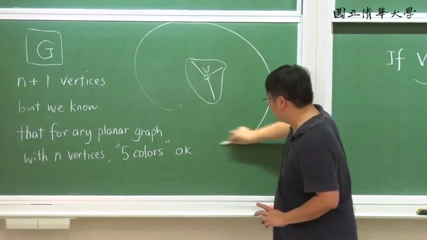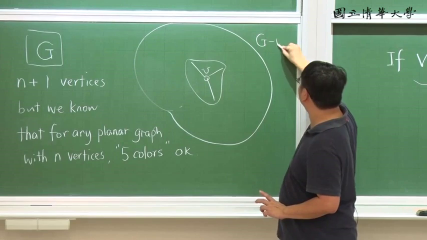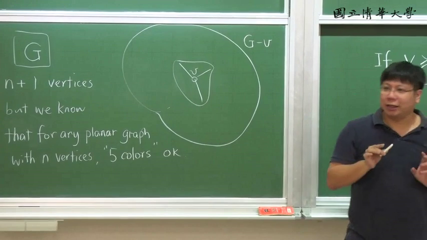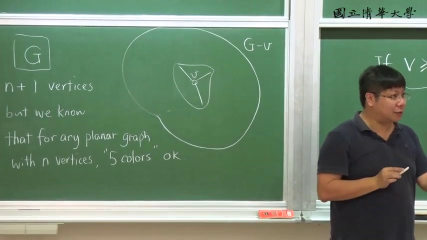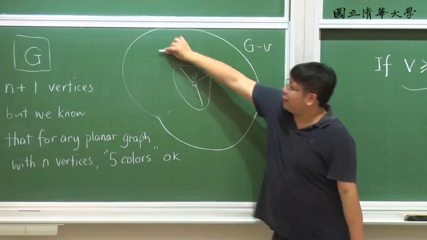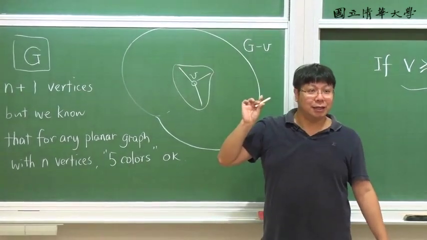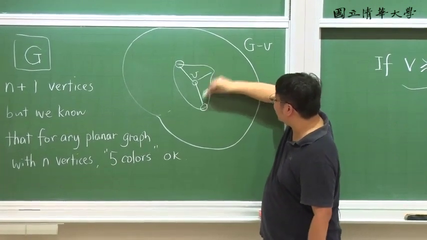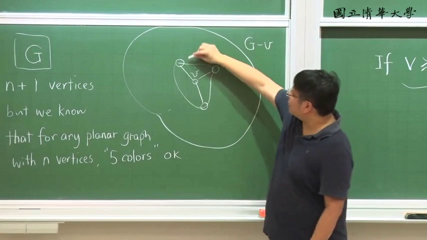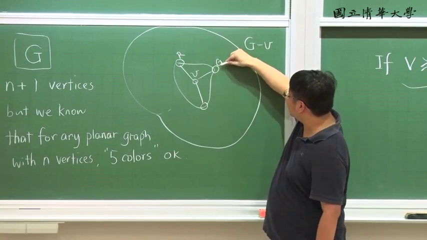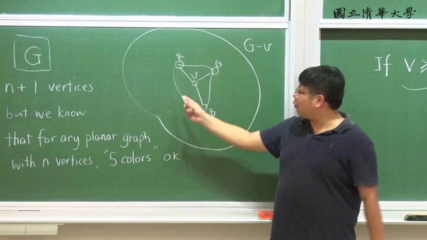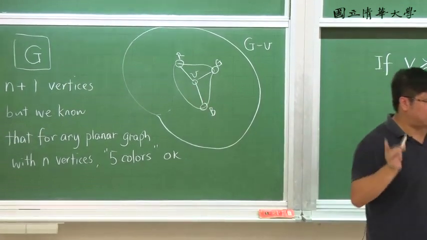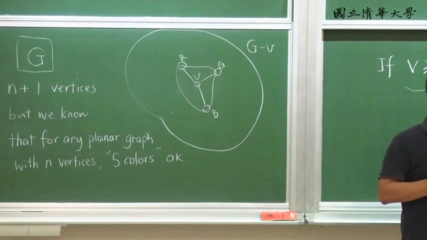We have the whole graph here. Let's call it G minus V. The graph G, when V is deleted, contains how many vertices? It contains n vertices only. So we can color it using 5 colors. Once we have colored all the vertices using 5 colors, maybe this is red, this is green, and this is blue, then we can always choose another color for V so that we can color the graph again using only 5 colors. Is that okay?